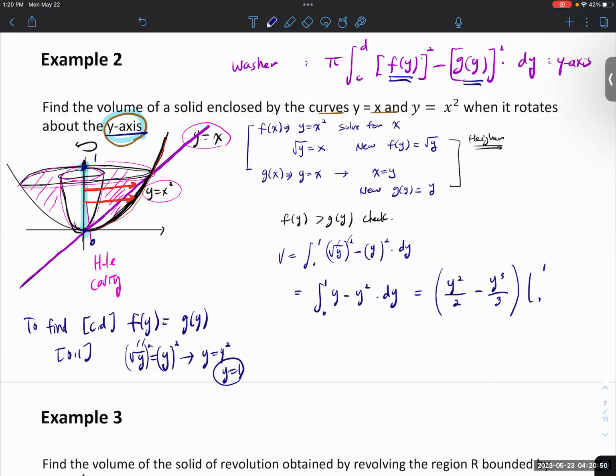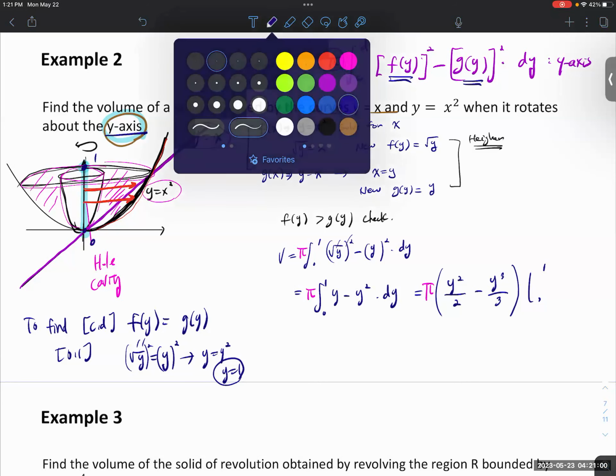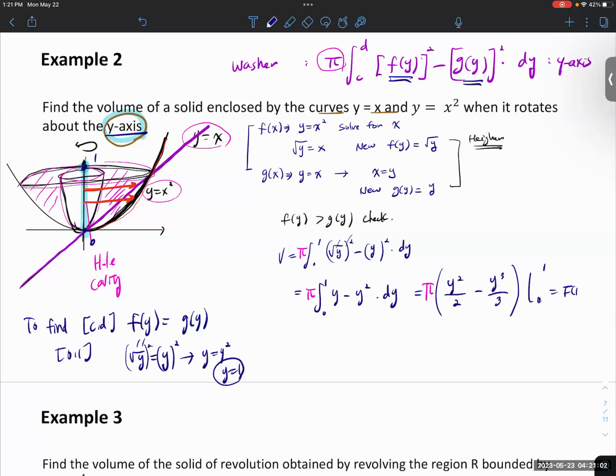Actually, I forgot, there's always a pi. Don't forget that pi. Here we have a pi, right? And then that means F(1) minus F(0). So pi times 1 over 2 minus 1 over 3, and everything at 0 is 0, right? So you find the common denominator: 3 over 6 minus 2 over 6. Gotcha, 1 over 6 pi, that's the volume we found.